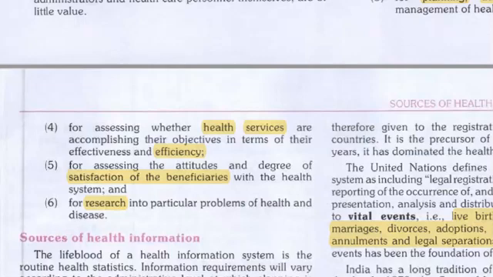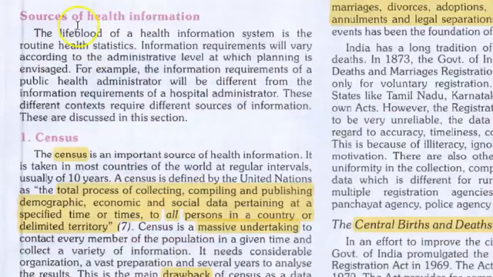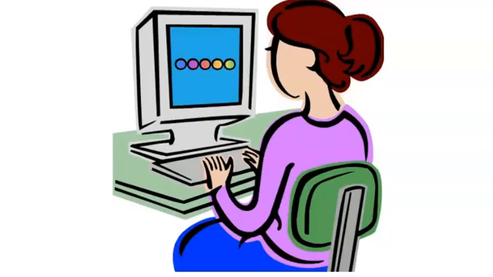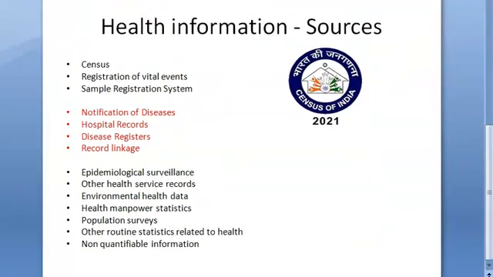Then again, always in the end, write one word: research. Important, okay? Research. Everywhere in the end you should write, it's used for research. Now coming to the major part, guys, sources of health information. There are 14 sources of health information. Look at these, okay? Health information sources.